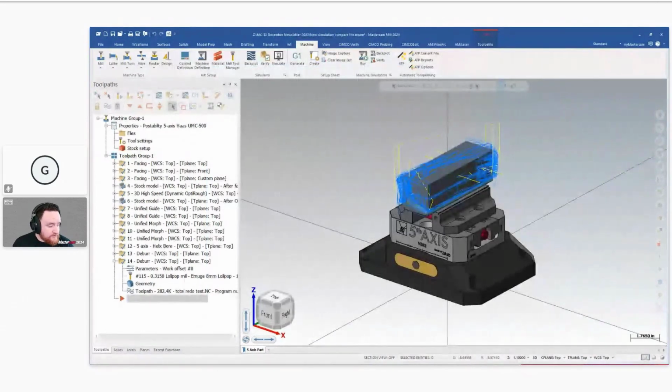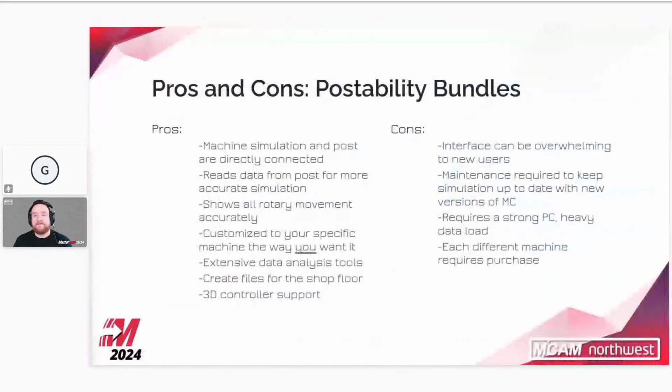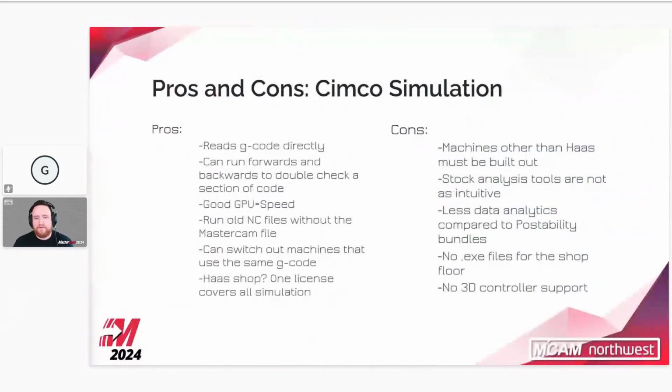So we have one more option to go over before we wrap up, and that is going to be the Cimco simulation. What makes Cimco really different is that it actually reads that G-code directly. It's not taking NCI data and modifying it or reading from the post. It is posting code, then taking it, and then running it. So this is true G-code simulation. Just like Verify, it does run forwards and backwards, so that's pretty nice.